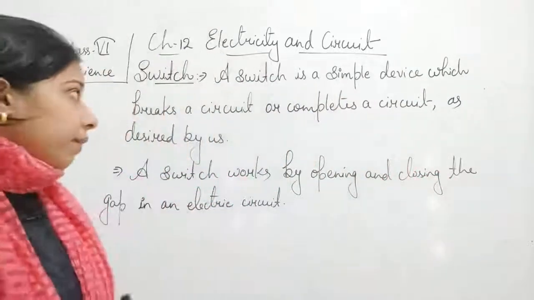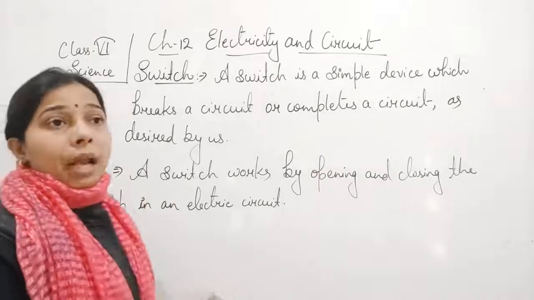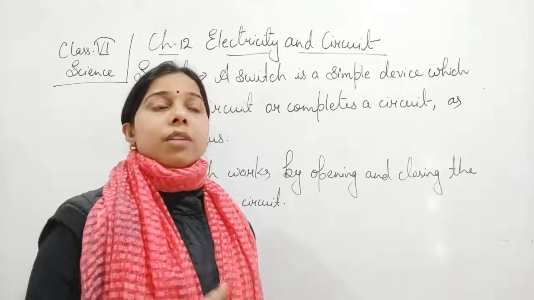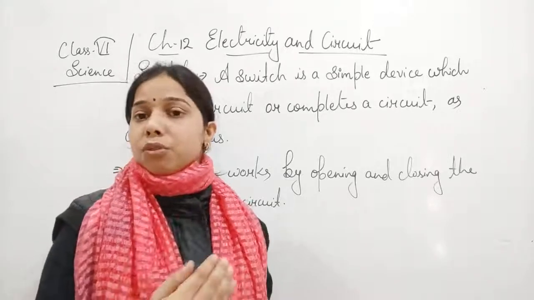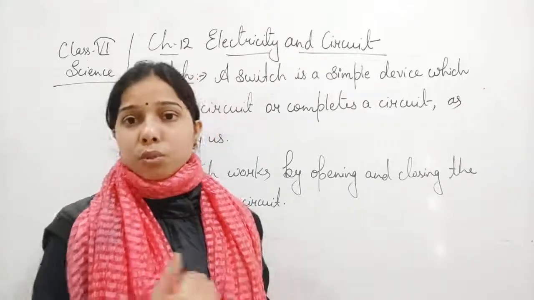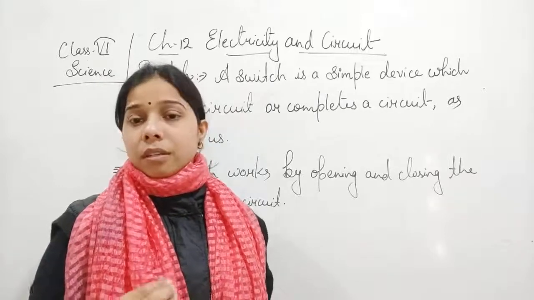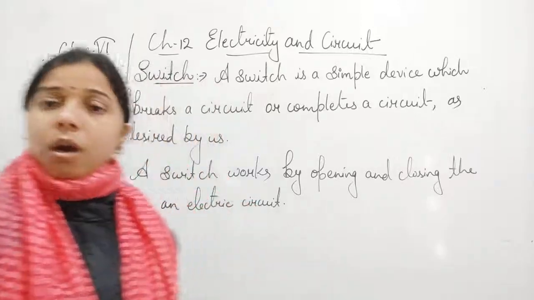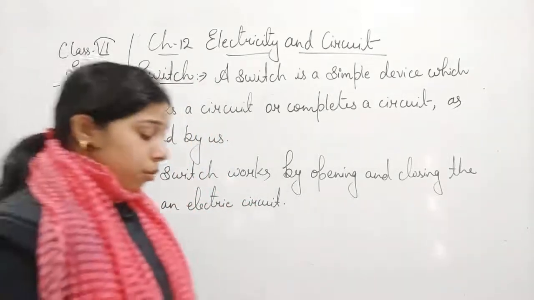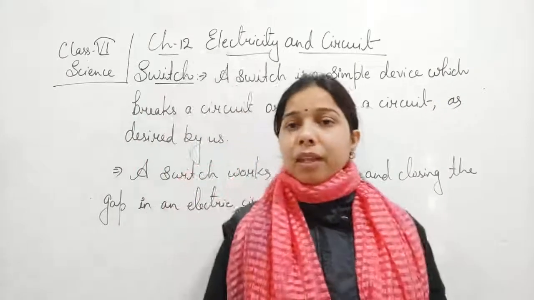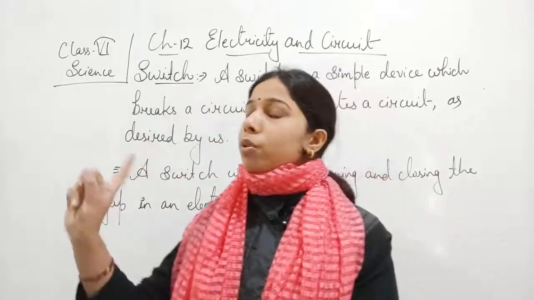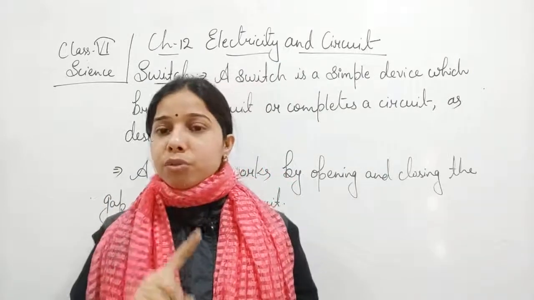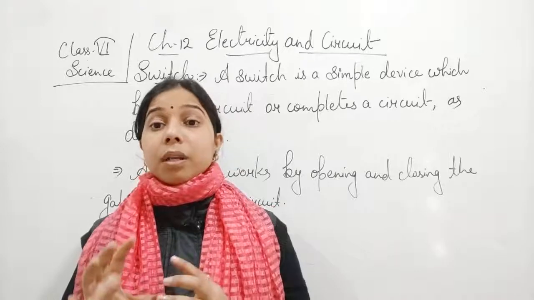Okay, so we can understand how it works. At your home, it's a very simple device that you have seen: you switch it off or switch it on. When you switch off, the bulb stops glowing. And when you switch on, the bulb starts glowing.